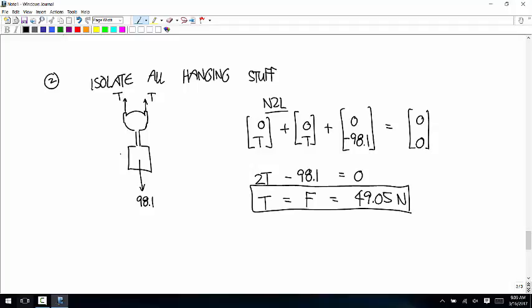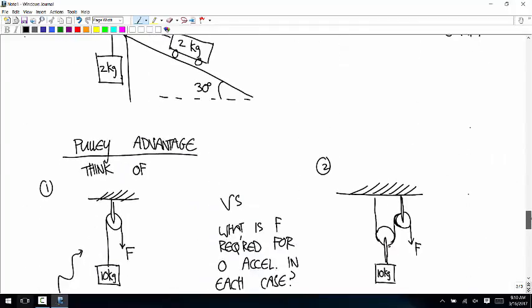The trade-off is, usually you don't just want to hold something up, although I suppose there are times when that's all you need, but usually you want to lift something. And this is still really useful in a lot of cases, but if you want to lift something, look back at the system here.